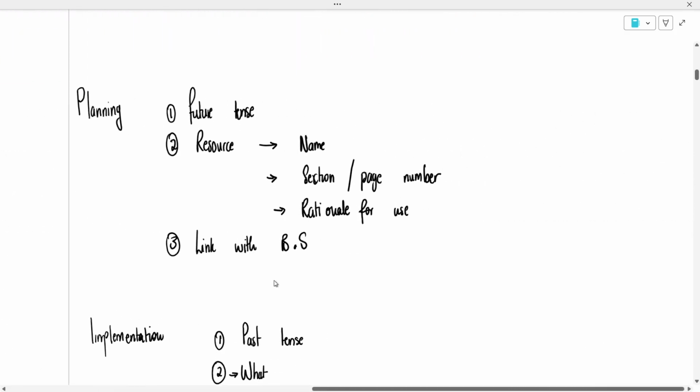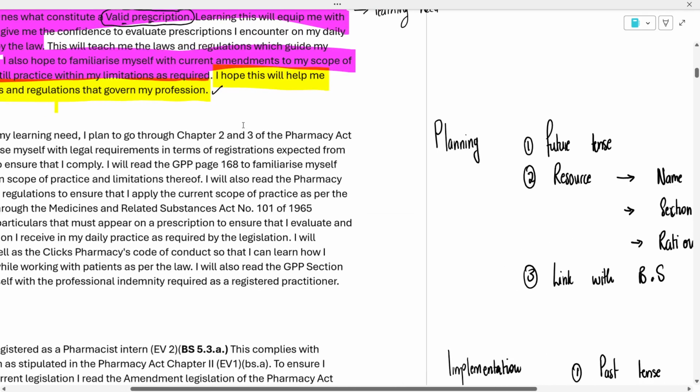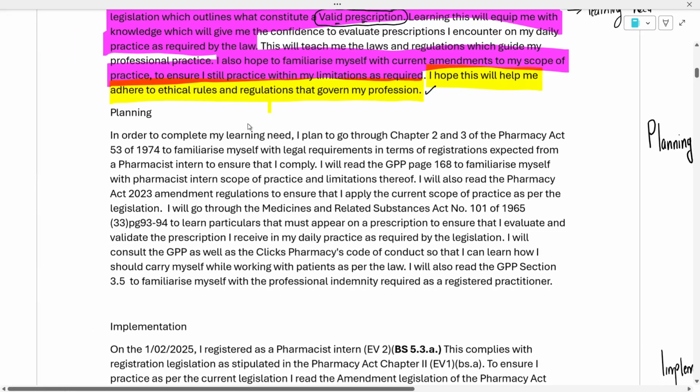Next, let's start with the requirements. So first of all, you need to write the planning in the future tense. This is really important. It needs to be written in the future tense. You need to state the name of the resource that you're consulting, which includes the section and the page number if it's the law. You need to explain the reason for including this regulation that you're including, and then you're supposed to link with the behavioral statement that is addressing. So planning: future tense, one, resources, two, link with behavioral statement. Really, really important in everything that you do.